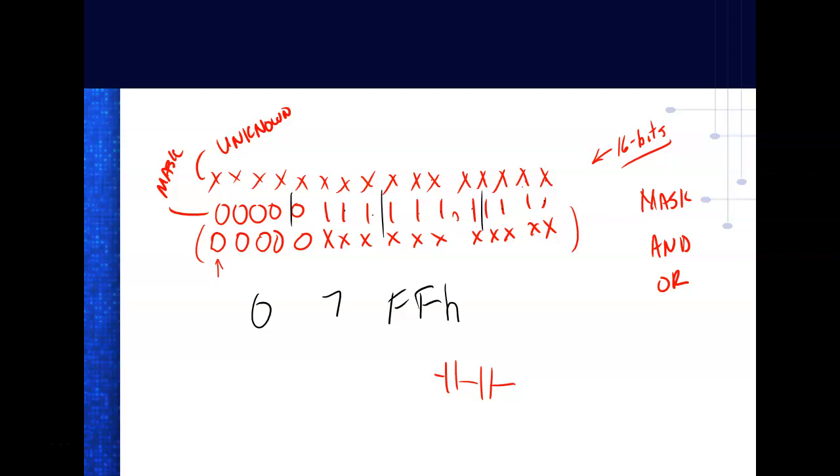So we use an AND mask to clear certain bits, to make bits come through in my answer. So here's my answer right here.